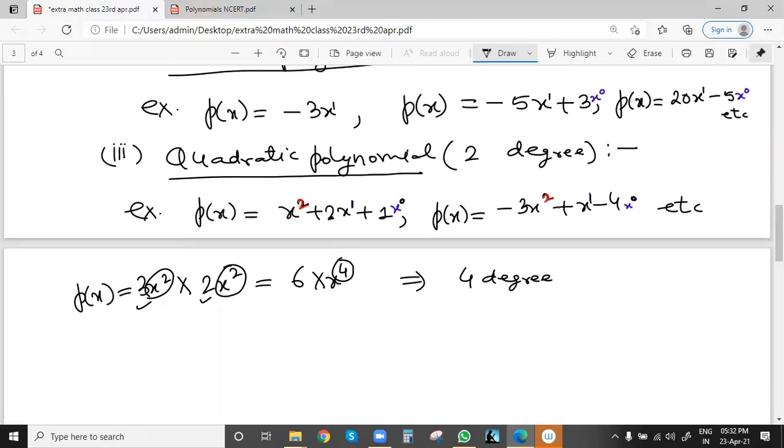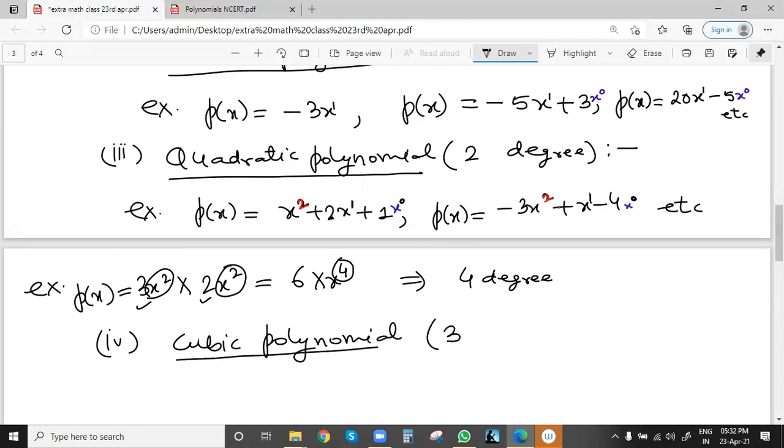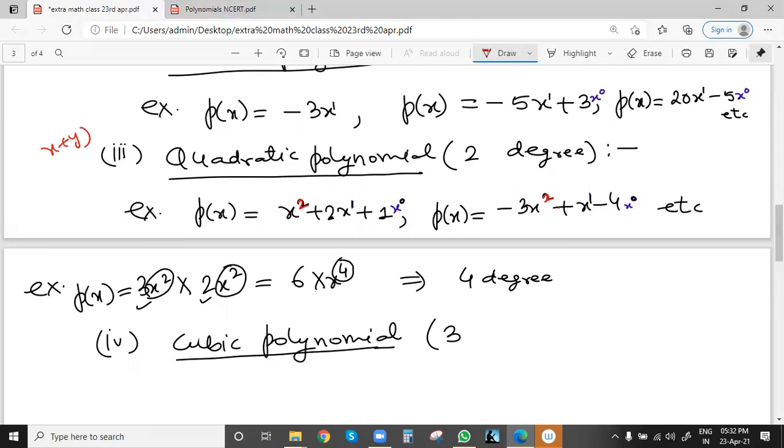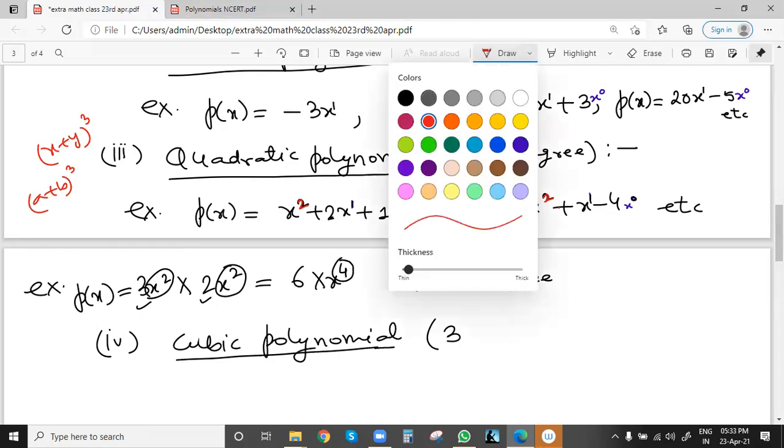No problem. Now we will see the next one. The next one is called cubic. Cubic means 3. Cubic polynomial means 3 degree. You can remember that quadratic is degree 2, and cubic you can remember by the x plus y cube formula or a plus b cube formula. Cube means 3: a plus b cube, x plus y cube. Similarly, cubic means degree 3.